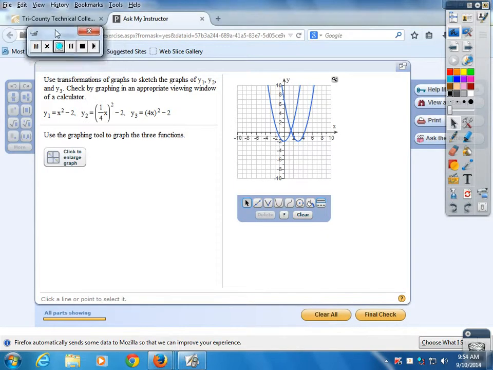Okay, it says, use the transformations of graphs to sketch the graph of y sub 1, y sub 2, and y sub 3. Check by graphing in an appropriate viewing window of a calculator. Well, we're going to do it by hand.